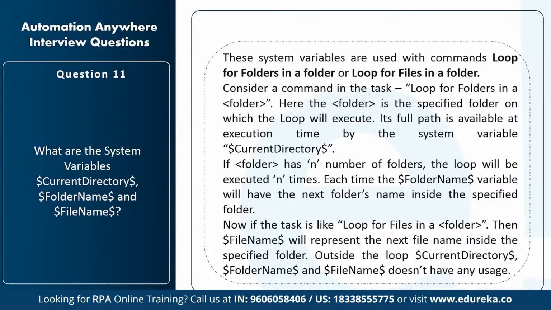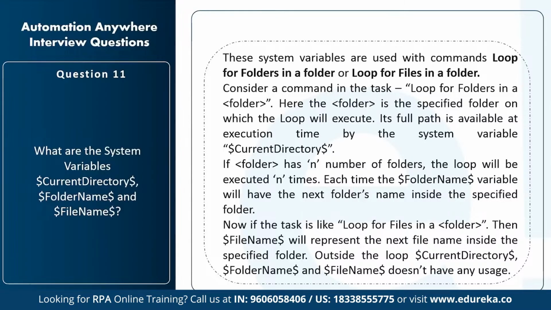Similarly, if the folder has n number of folders, then the loop will be executed n times. So basically, when you use the folder name variable, each time the folder name variable will have the next folder's name inside the specified folder. And now if the task consists of the command loop for files in a folder, then the file name will represent the next file name inside the specified folder.